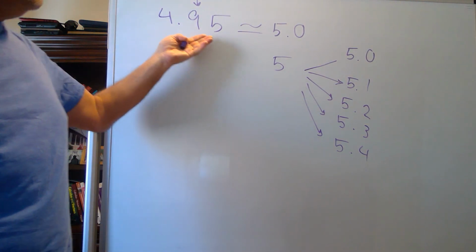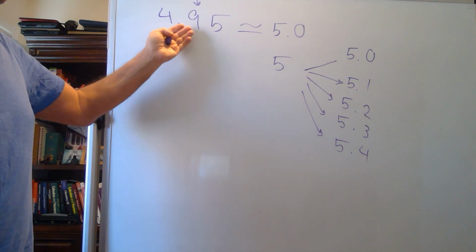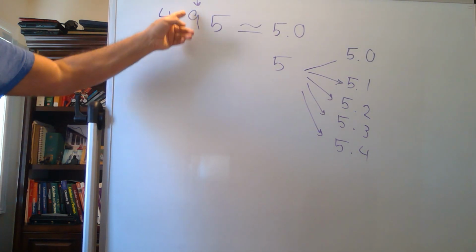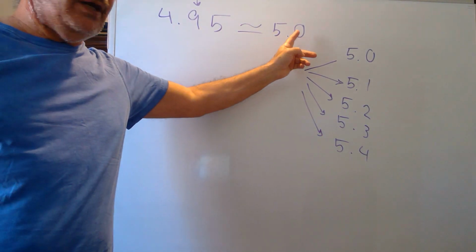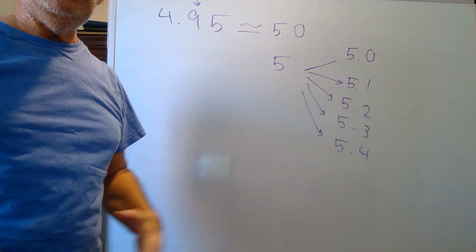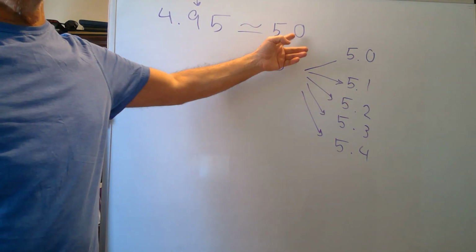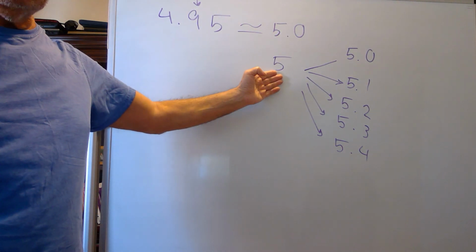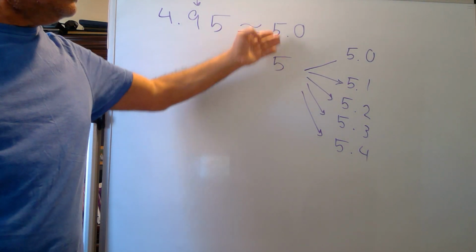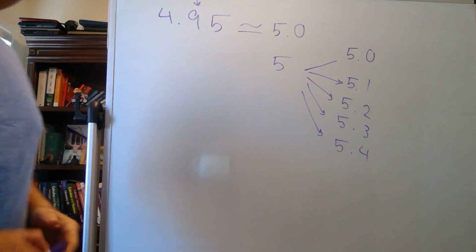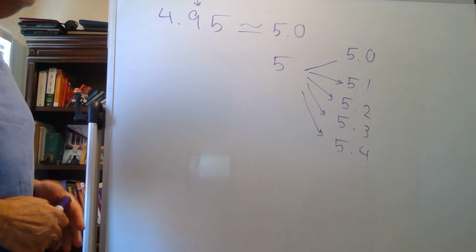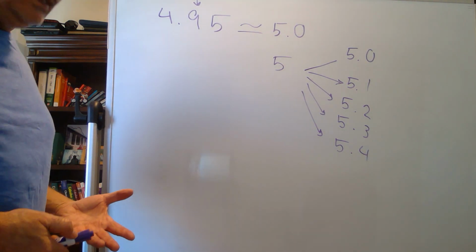But remember, the original number was 4.95, 4 and 95 hundredths, and I rounded to the nearest tenth. When I'm writing this 0, it means I care up to 1 digit after the decimal. If I eliminate this 0, it means I care up to the whole number. So these two numbers are different. That's why when we keep zeros after the decimal, we consider them significant digits.